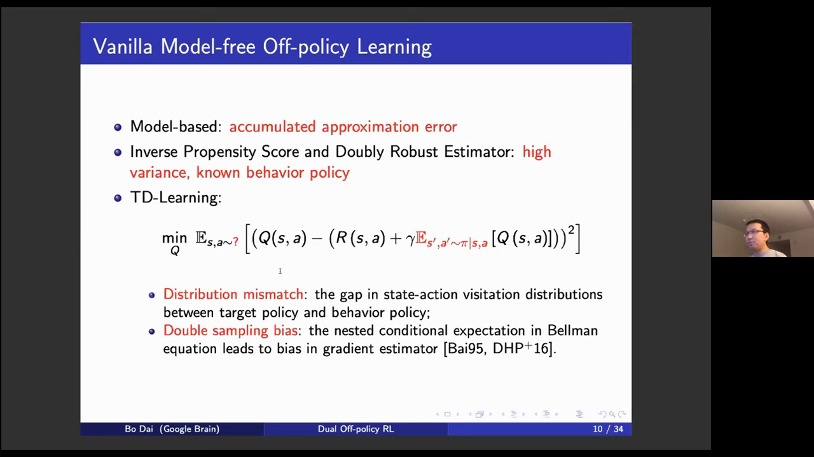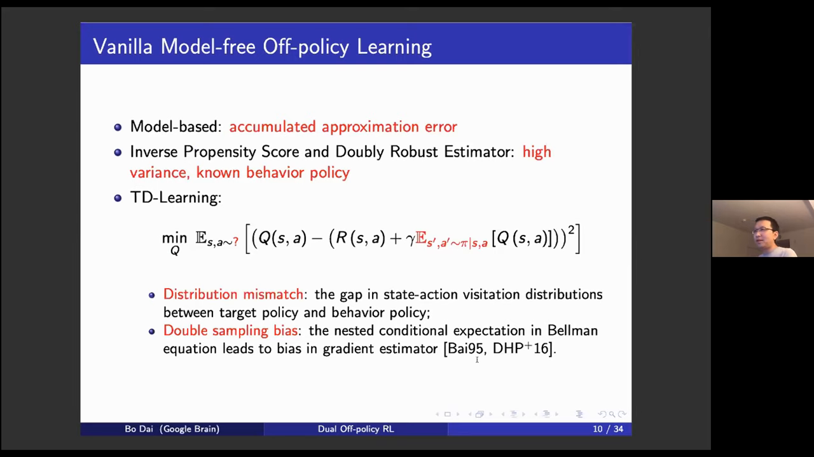Another one is purely optimization difficulty, because this is a square function, and inside the square function you have another conditional expectation. So you cannot use stochastic gradient to optimize it. If you want an unbiased stochastic gradient, you need two independent samples. That's what we call double sampling bias, which has been investigated in the IO literature for a long time.